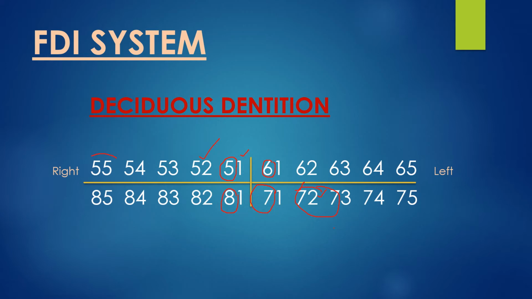Similarly, 5-5 denotes upper right second molar. 6-5 denotes upper left second molar. 7-5 denotes lower left second molar, and 8-5 denotes lower right second molar. One thing which we have to keep in mind is that these numbers are read as five-five, not fifty-five. We have to read 85 as eight-five.